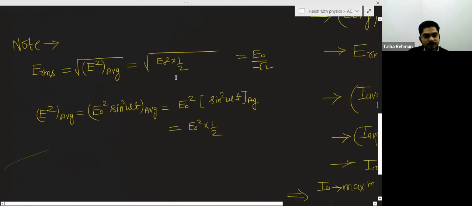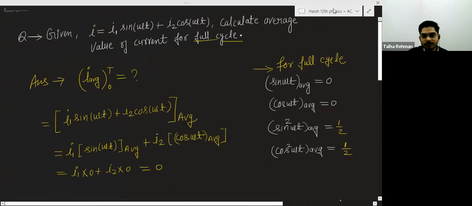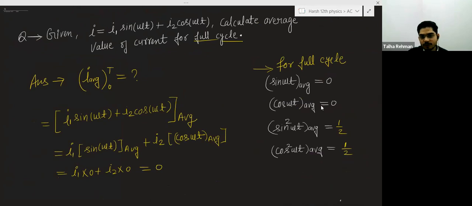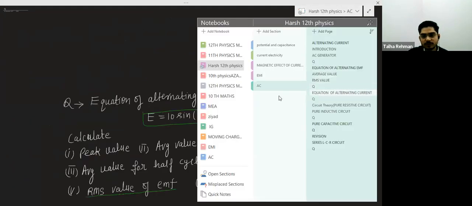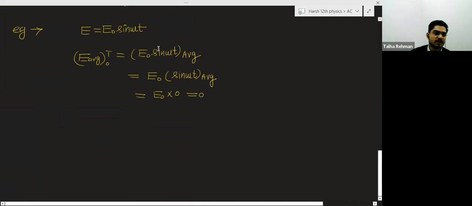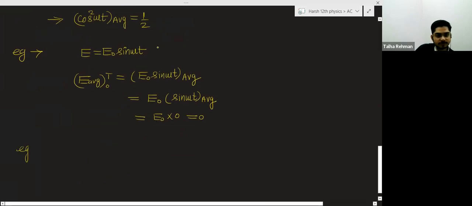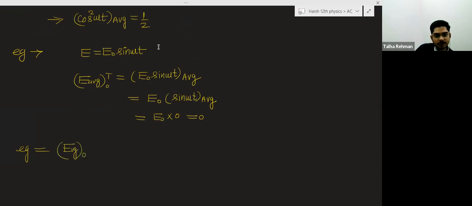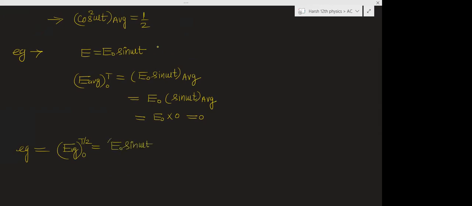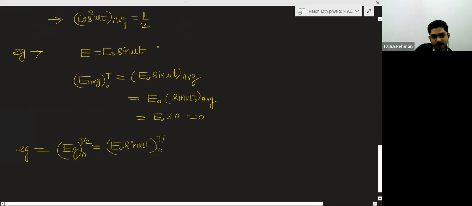So from the exam point of view, I will tell you what you have to do. For example, I want to calculate the average value of EMF for half cycle. So what will I do? What is the equation of EMF? E naught sine omega t. For half cycle we want to calculate.